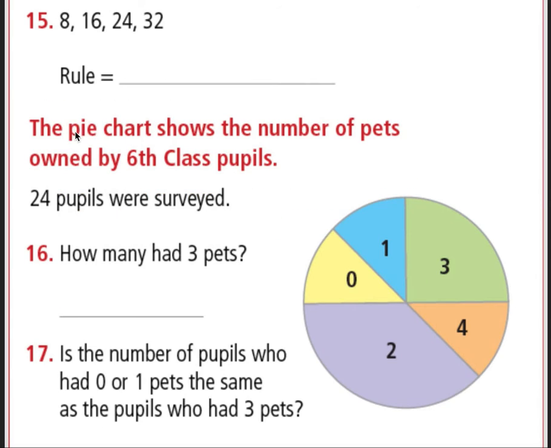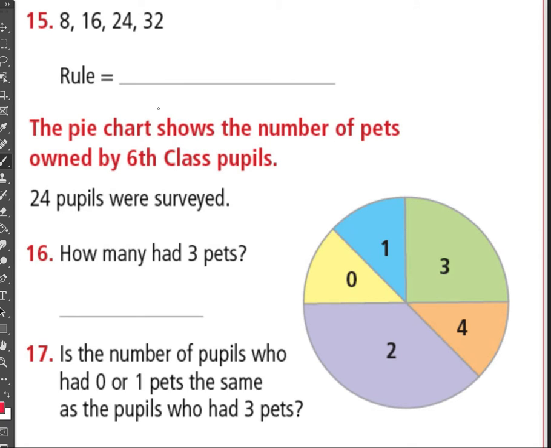The next question is about this pie chart here, and it tells us that the pie chart shows the number of pets owned by 6th class pupils, and that there were 24 pupils asked about how many pets they had. They were given a survey. So we know that altogether 24 students were asked. And you can see here how many people said they had 3 pets.